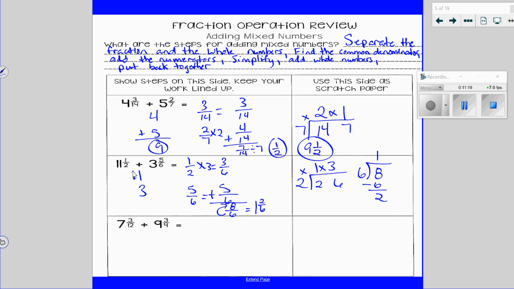Can I simplify 2/6? Yes, you can make it into 1/3. What can I simplify by? 2. And I get 1 and 1/3. So now I come over here and I add my whole numbers. 11 plus 3 is 14. And I put that 14 with my 1 and 1/3, and I get 15 and 1/3. Make sense?